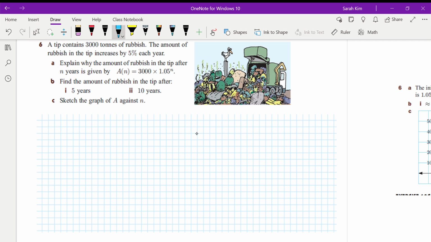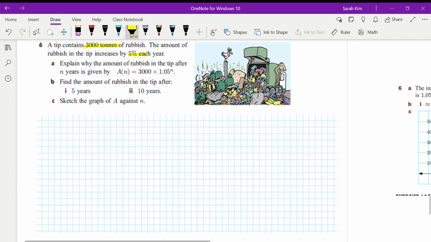contains 30,000 tonnes of rubbish. The amount of rubbish in the tip increases by 5% each year. Explain why the amount of rubbish in the tip after n years is given by this function. So if we read the information, initially we begin with 30 tonnes.